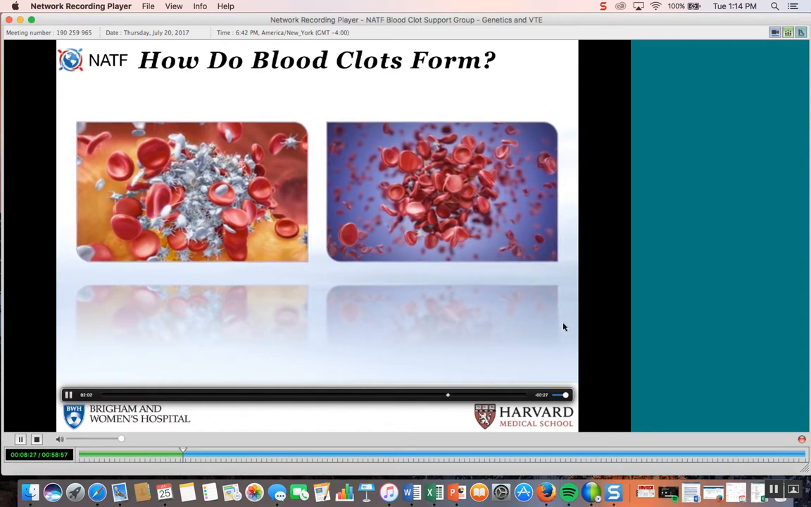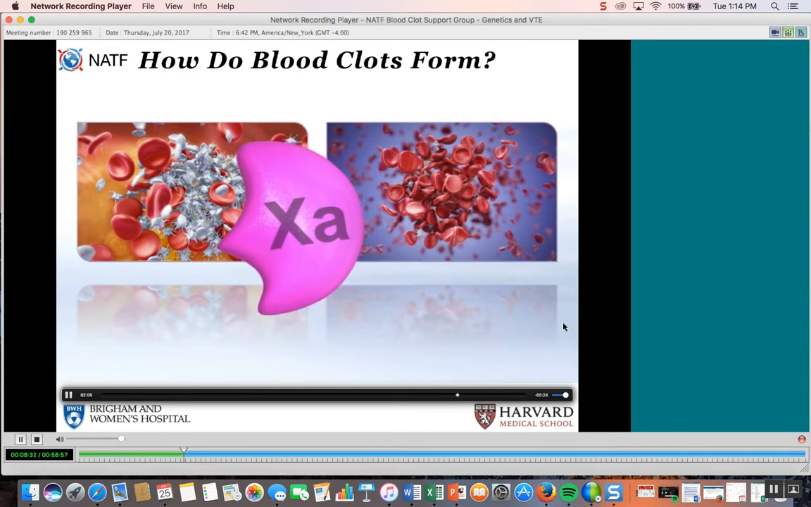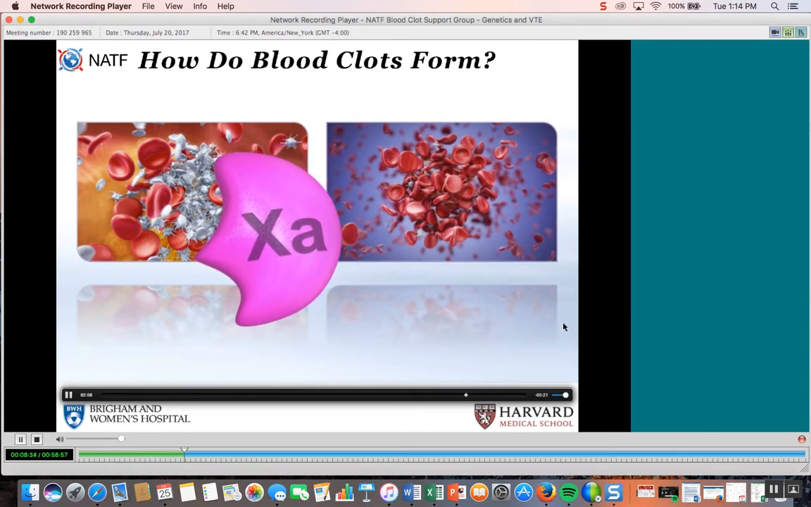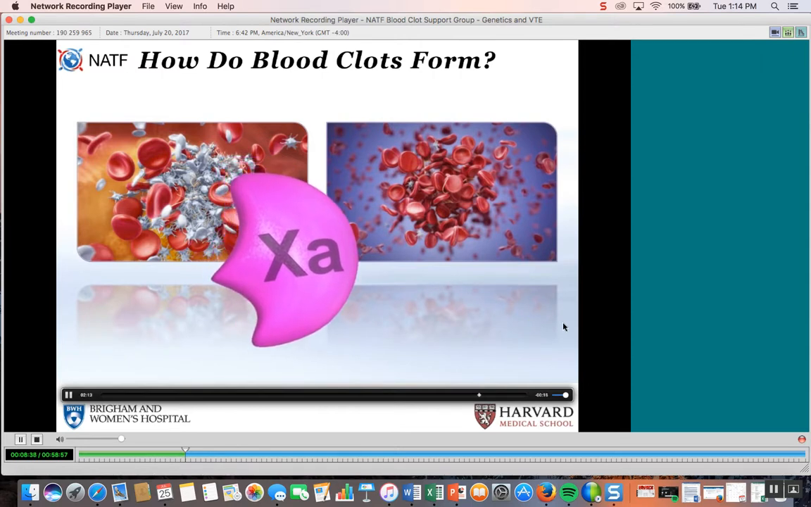It can be concluded that the central role of factor 10A in the coagulation cascade makes it a viable target for therapeutic intervention in pathologically altered blood coagulation.